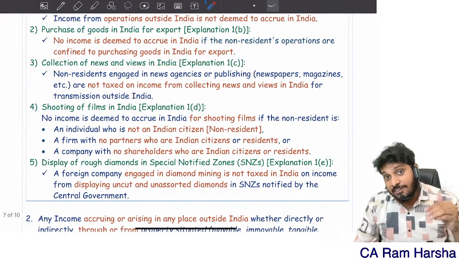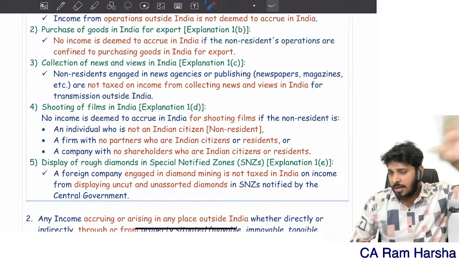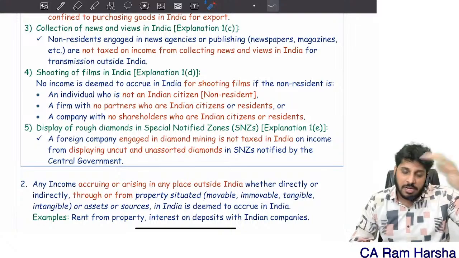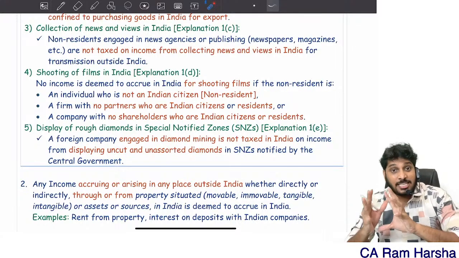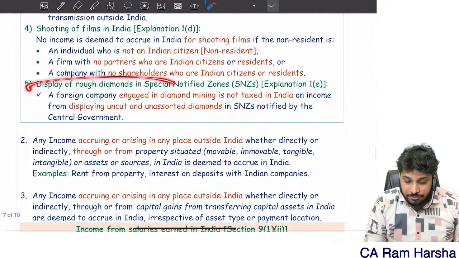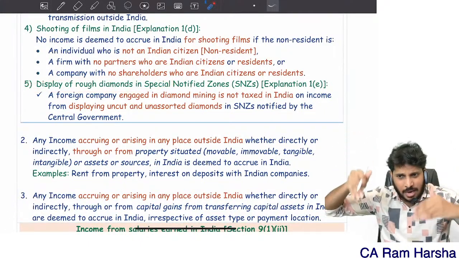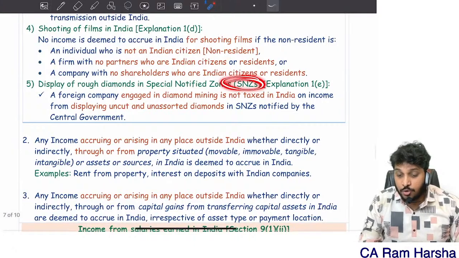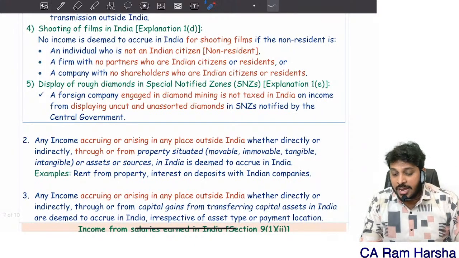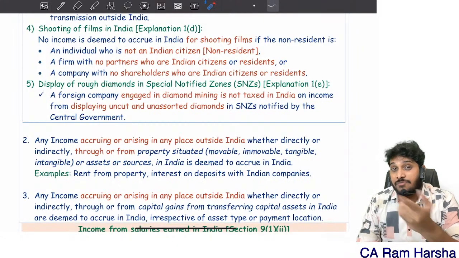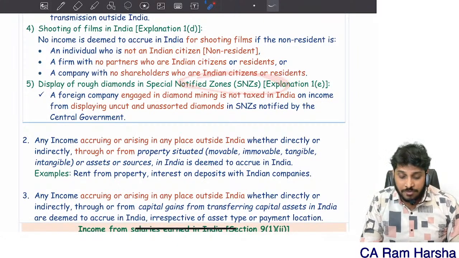Collecting news and views in India and then selling outside is not deemed to accrue in India. Film directors coming to India, shooting, and then exhibiting the movie outside India is also not deemed to accrue in India. Rough diamonds: some foreign companies come to our notified zones, S and Z. In the exam they'll give SEZ as an MCQ option. It is specified notified zone, not special economic zone. By mistake students will put special economic zone.